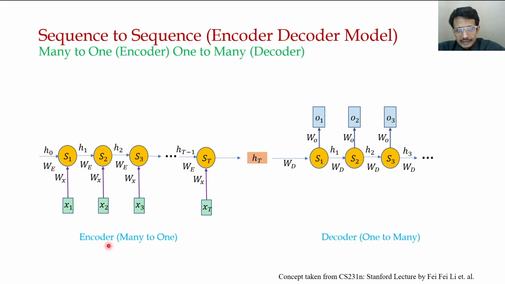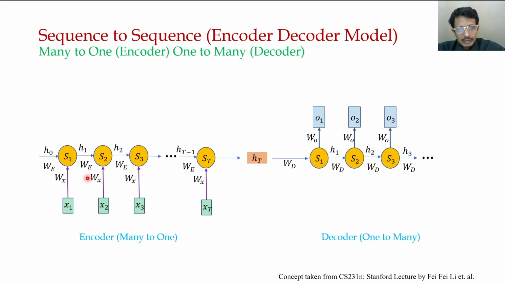As we can see here in our encoder module, there are T time instances. So there are T nodes in the RNN, and as usual there are T different inputs. If you consider it a sentence, let's say an English sentence, then there are capital T different words in the sentence.